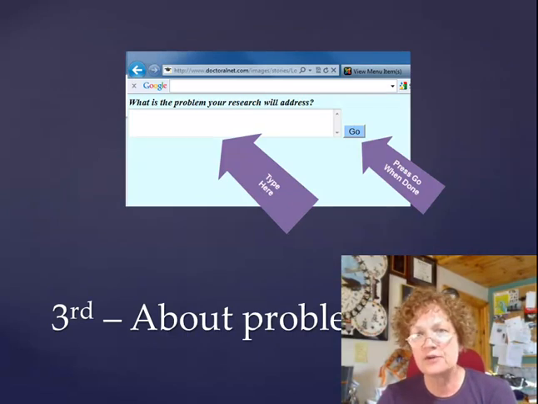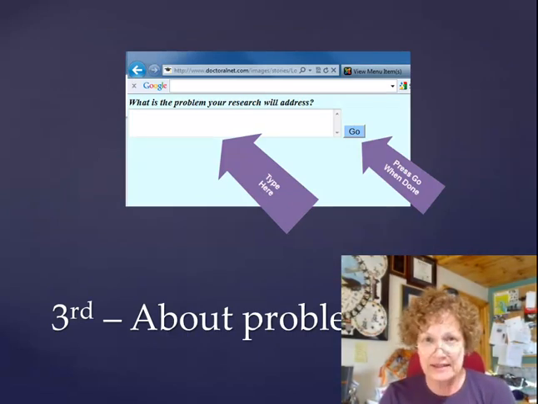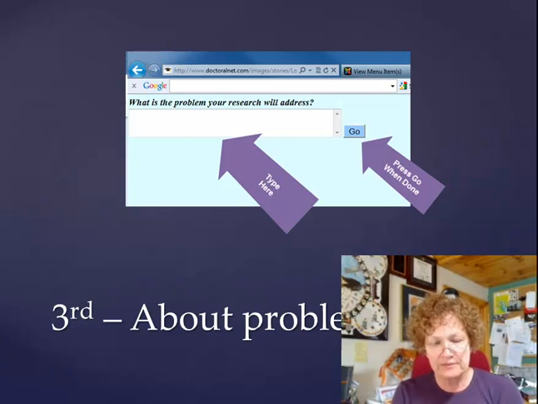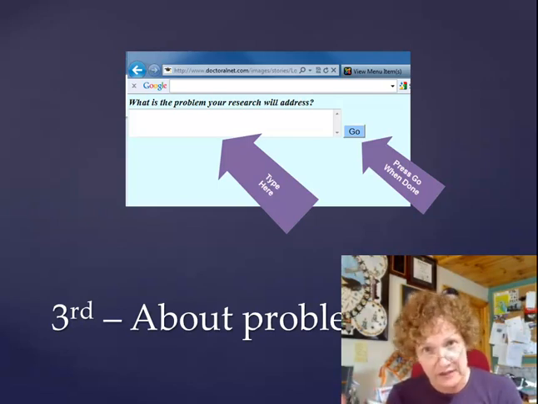Now, when you get to the tool, it seems pretty simple. It's a screen with one question where you begin to type in what is the problem your research will address. Now, let's talk for a moment about problems. They are not the topic you think you want to delve into. They are the reason that that topic is particularly interesting to you.